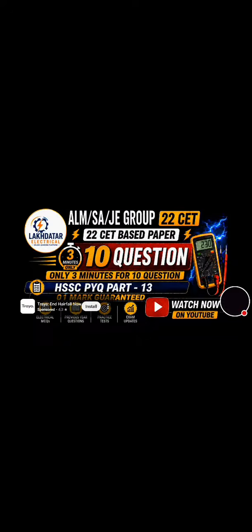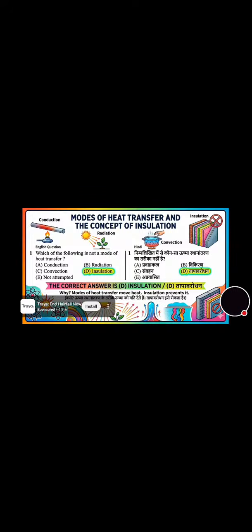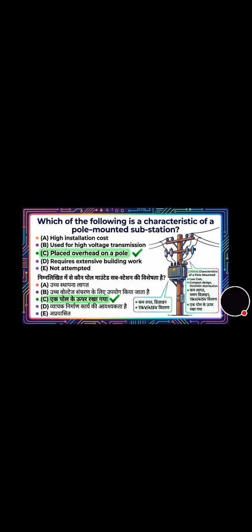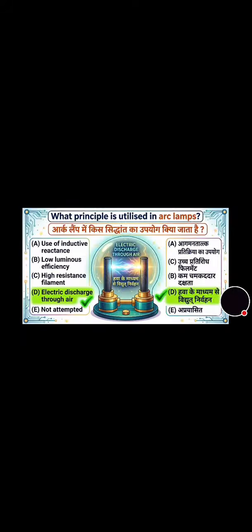Now question number 1 is on the screen. Which of the following is not a mode of heat transfer? And option D is correct answer, that is insulation. Now let's move towards the next question. Question number 2. Which of the following is a characteristic of a pole mounted substation? And its correct answer is option C, that is placed overhead on a pole. Now move towards the next question.